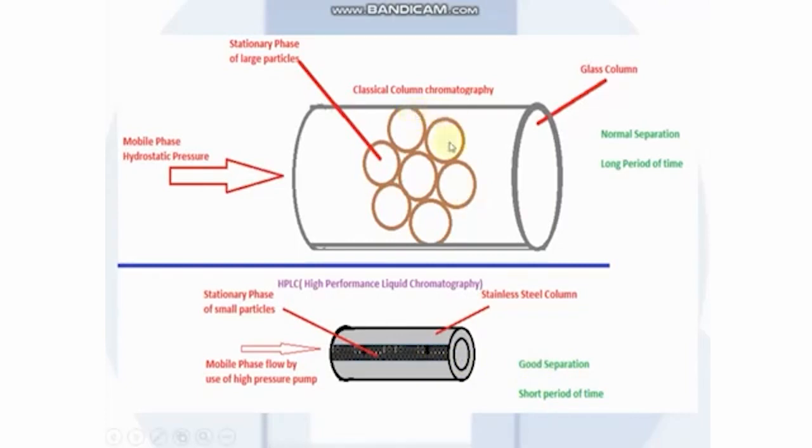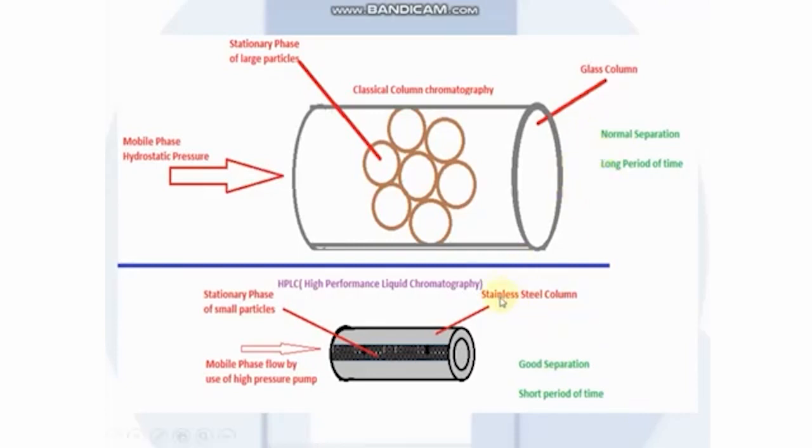But in classical column chromatography, the column is packed with large particles having size around 150 to 250 micrometer, and the pressure is exerted only by the hydraulic pressure of the mobile phase or by the use of a low pressure pump. Column chromatography yields separation, but the separation is very poor as compared to HPLC. And this column chromatography also takes a long time for separation.